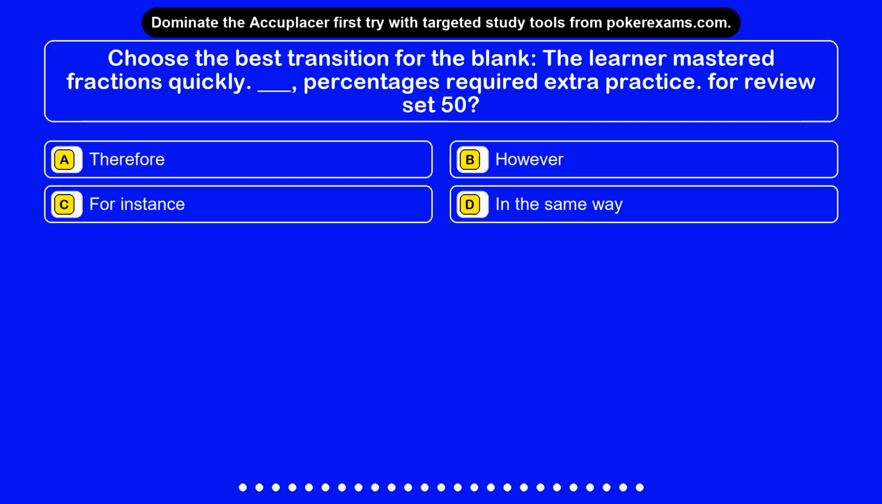Question 21. Choose the best transition for the blank. The learner mastered fractions quickly. Blank, percentages required extra practice. For review set 50. Option A. Therefore. Option B. However. Option C. For instance. Option D. In the same way.